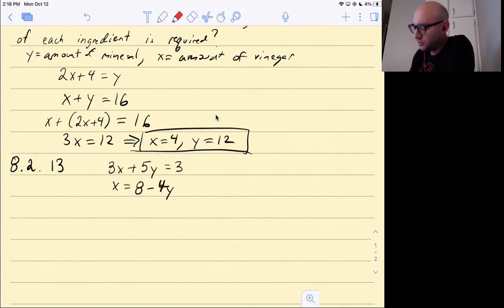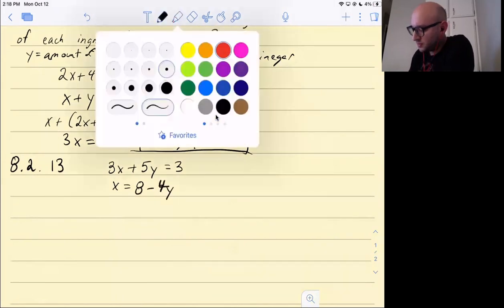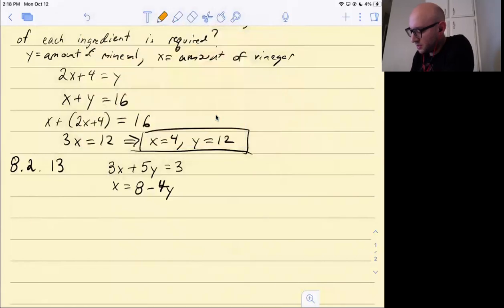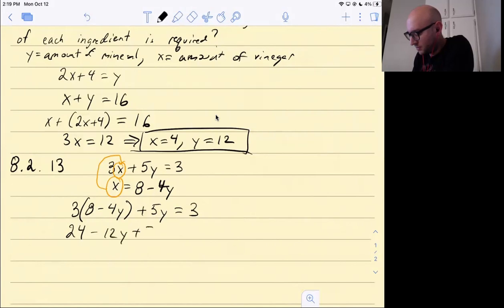So for substitution, we can just sub in. We have x by itself. So let's just put it in for the x in this equation, replace that, and solve for y. So we'll get, and the key when you're doing substitution is to do parentheses. So 3 times (8 minus 4y) plus 5y is equal to 3. Multiply everything through, you get 24 minus 12y plus 5y equals 3, and then you can solve from here.